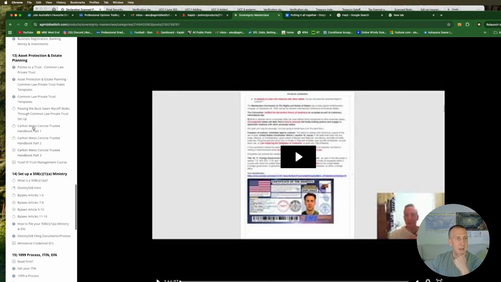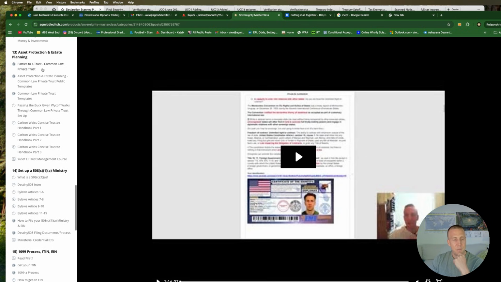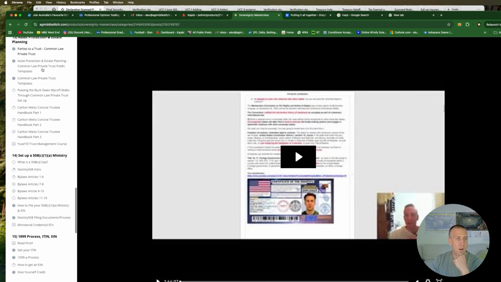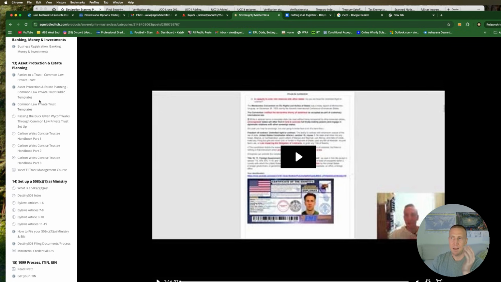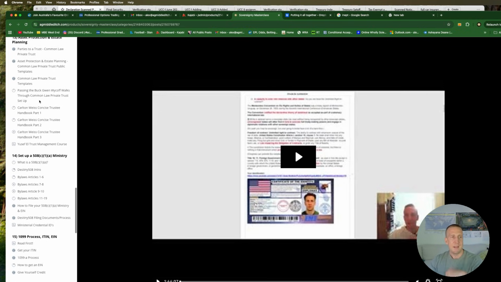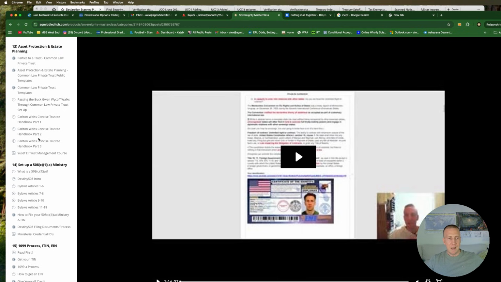Then we've got module 13, asset protection and estate planning. This obviously introduces us to trust law, which is a big one, common law private trust with Gwen Wyckoff, as well as Yusuf L's trust course, and understanding the requirements surrounding trusts and these different types of trusts that are there. Then we go into the 508c1a ministry, which is another entity and vehicle that you can use within their system that has its perks and benefits like a trust does.